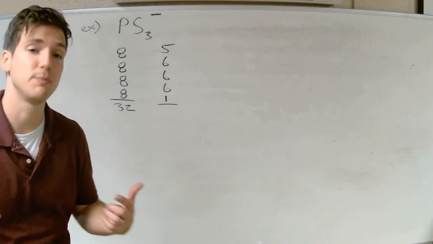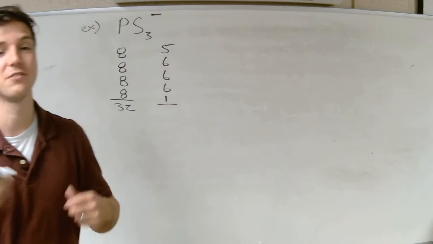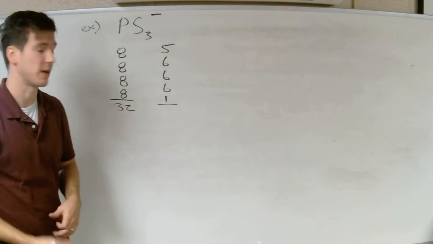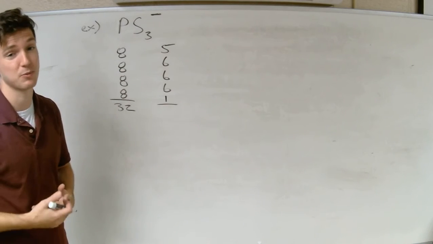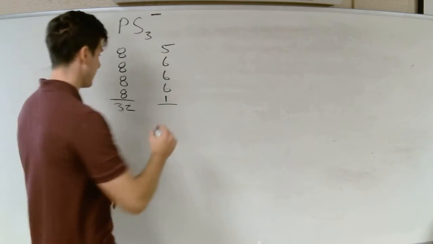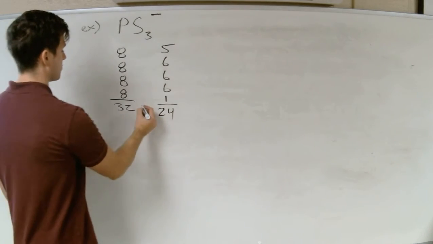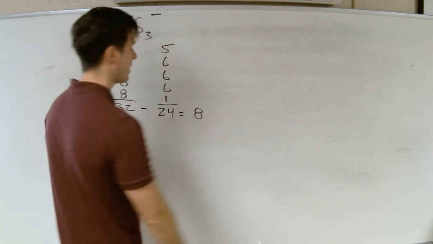Okay? You'll also see plus. If you see plus, you subtract. If you see 2 plus, you subtract 2. If you see plus 3, you subtract 3, and so on. But since it's minus, we're going to add. That means we got an extra electron. We add up all these numbers, and we should get 24. We subtract them. We get 8 bonding electrons.